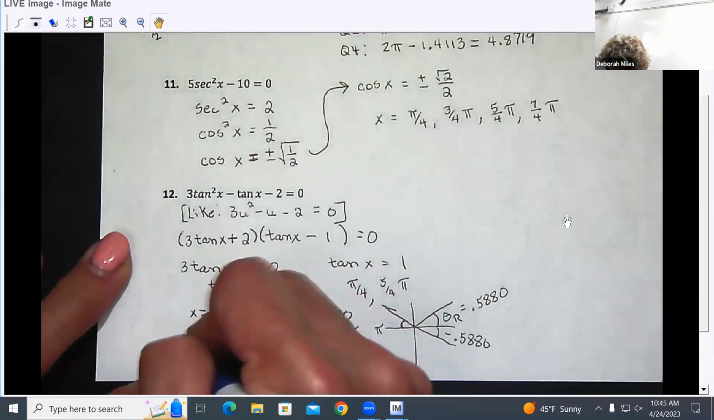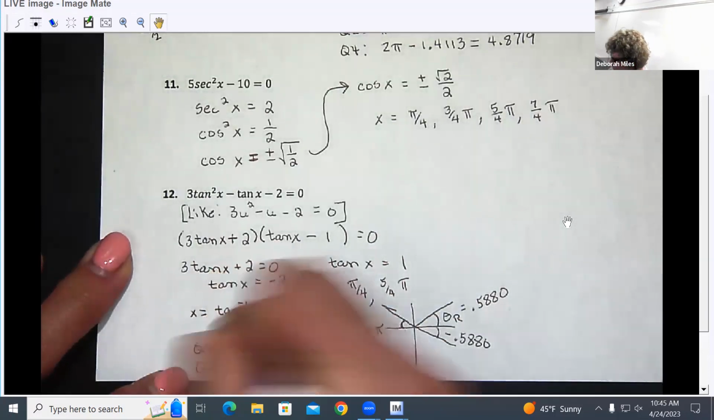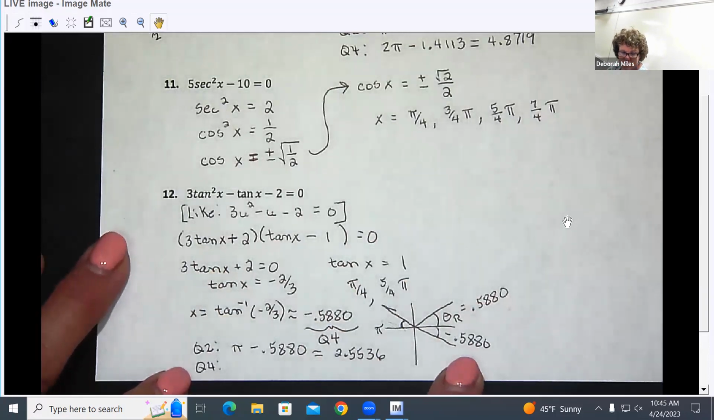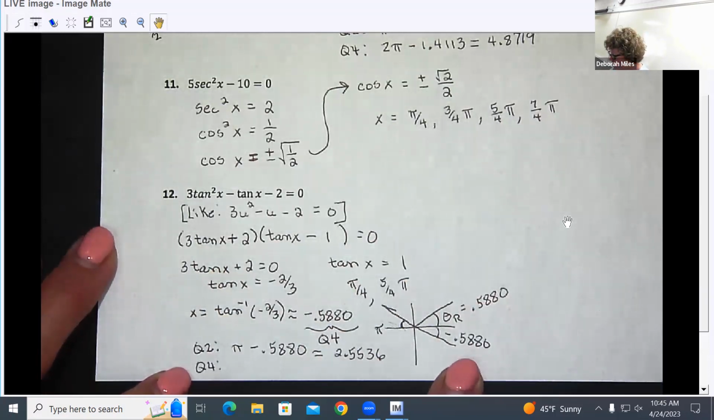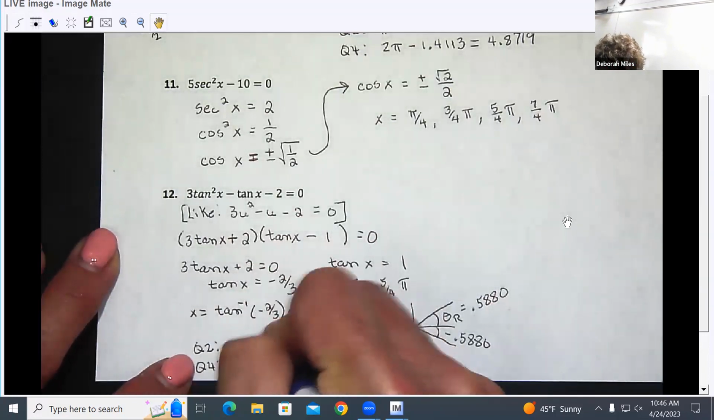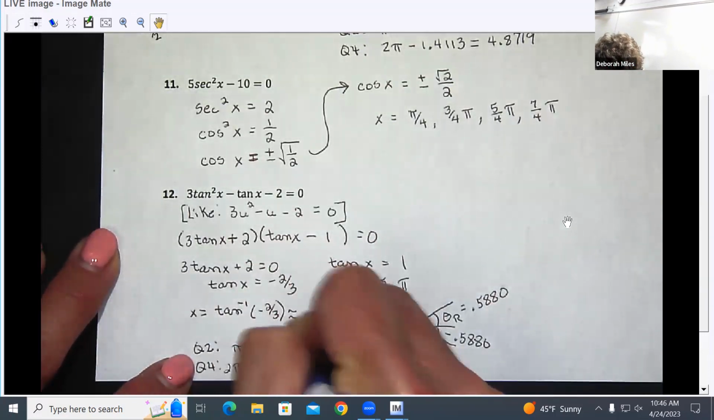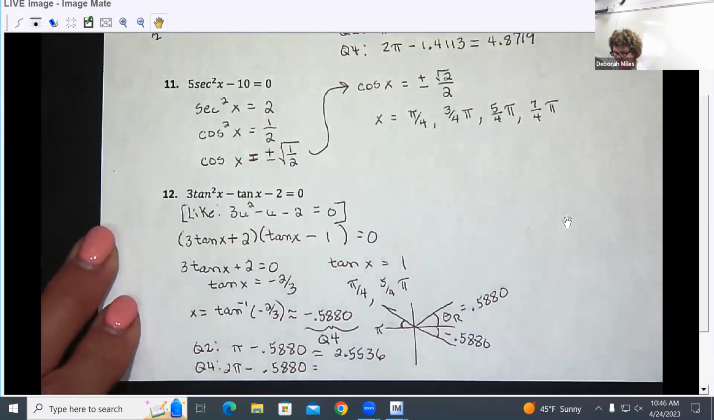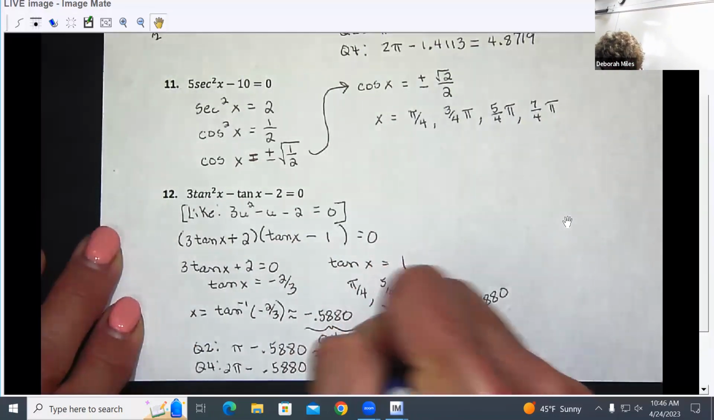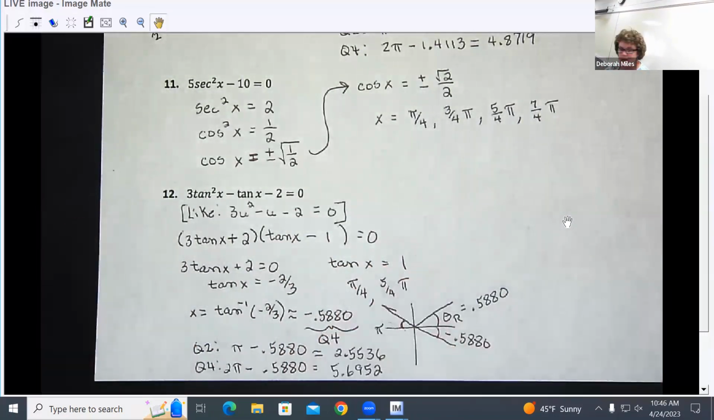And then I just need another name for this fourth quadrant angle. I need it written as a number between 0 and 2 pi. So I could say 2 pi minus 0.5880. And for that, I got 5.6952. Now, both of those are numbers between 0 and about 6.28.